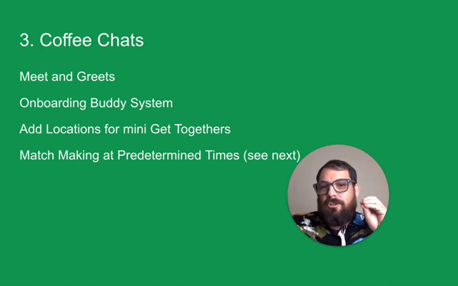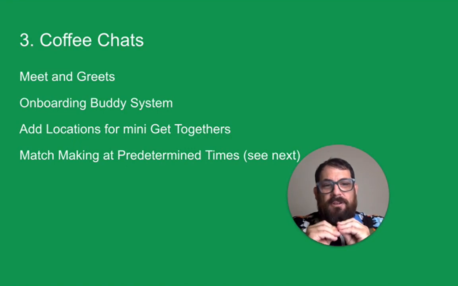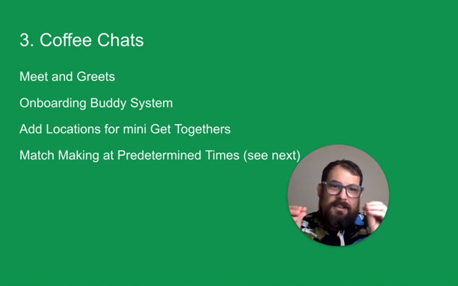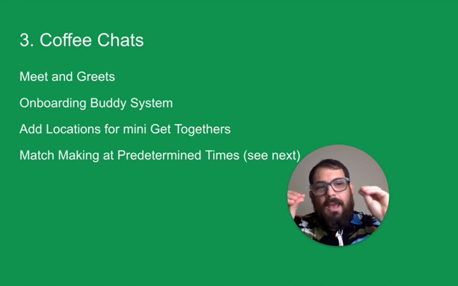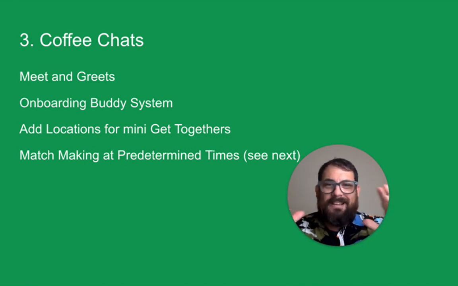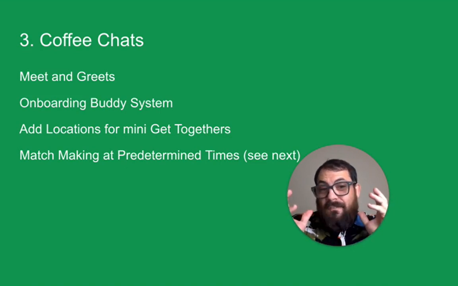But this one, you might also not just want to have coffee chats at a predetermined time, but connect 2 people, one who is new to your community and one who's been in your community for a little bit, like an onboarding buddy system. You can connect those people over coffee chat in a Google Sheet.